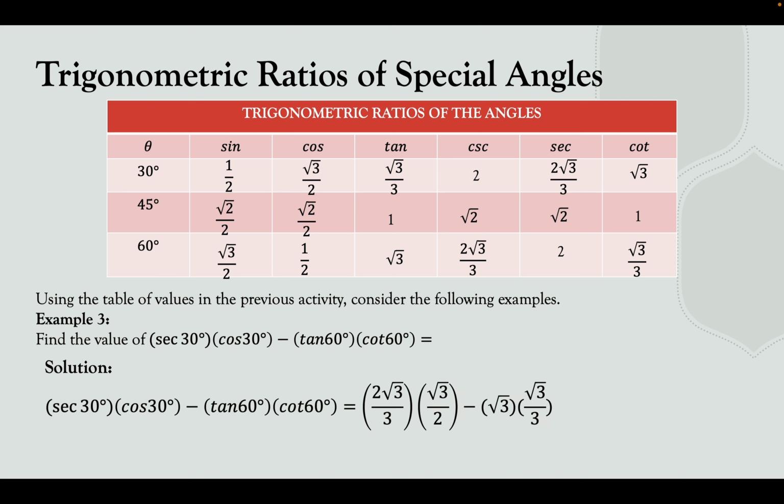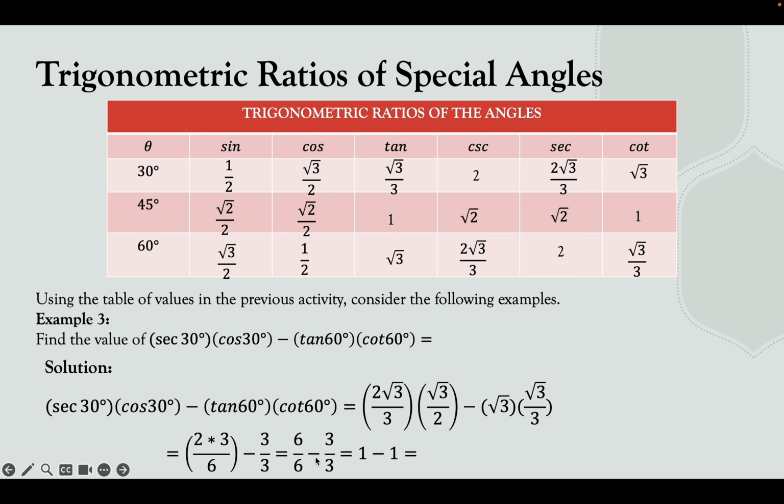So we have here 2 square root of 3 over 3 times square root of 3 over 2. So we have 2 times square root of 3 times square root of 3, that is 3. So 2 times 3, and then the denominator 3 times 2, so we have 6. And then this one also, square root of 3 times square root of 3, so we have square root of 9 over 3. So we have 3 over 3. So we have here 2 times 3, 6. We multiply 3 times 2, 6.